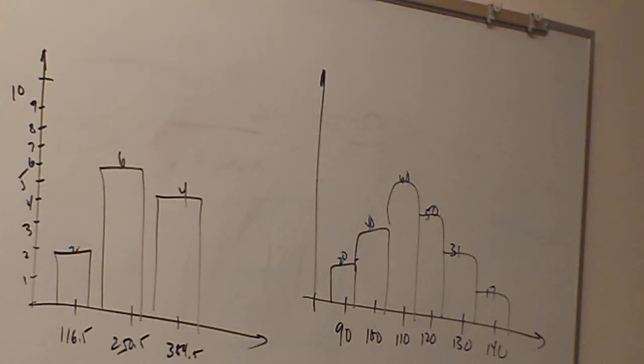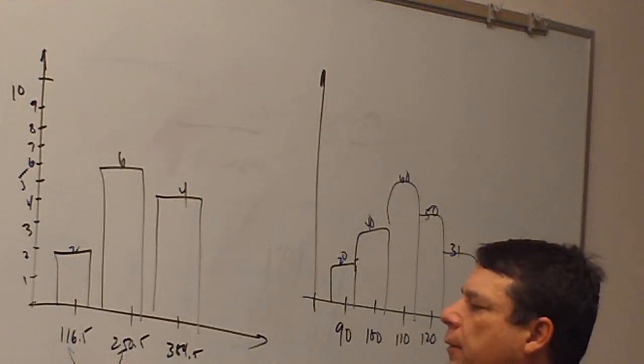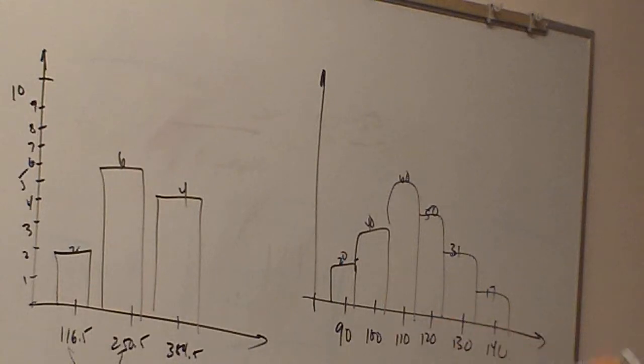Class width is the difference between these, right? The difference between these two values is what? If I gave you that histogram, what is the class width of this one? 10. Class width is 10. Notice each one of those midpoints, the difference is 10. So that's the class width. Anyone see that? What if I were tricky?